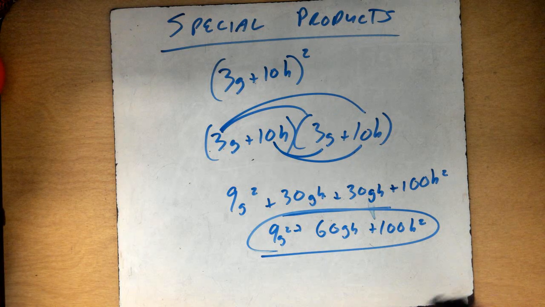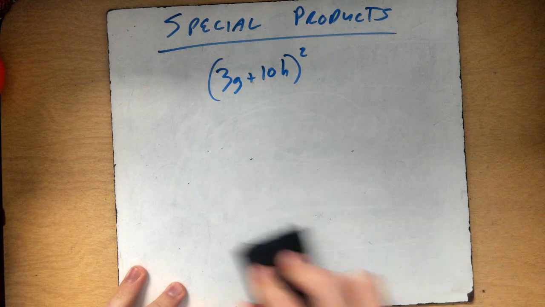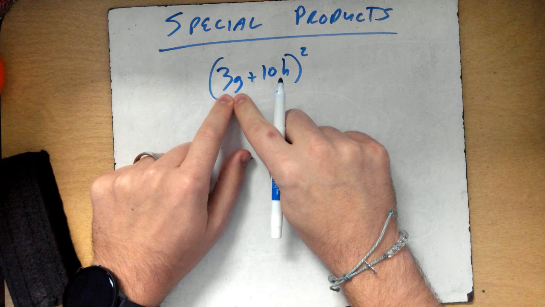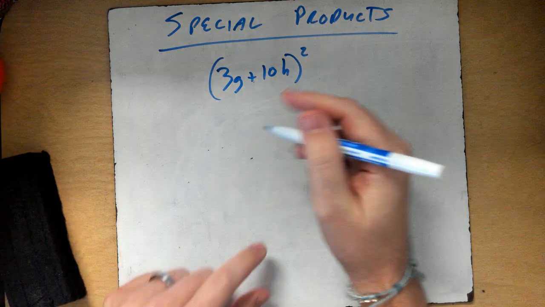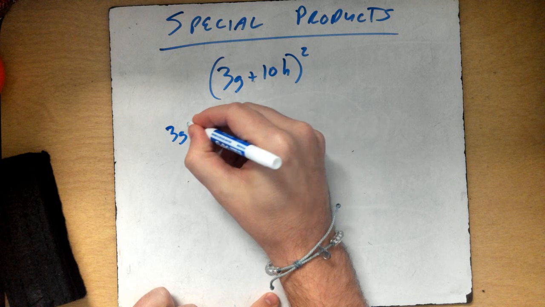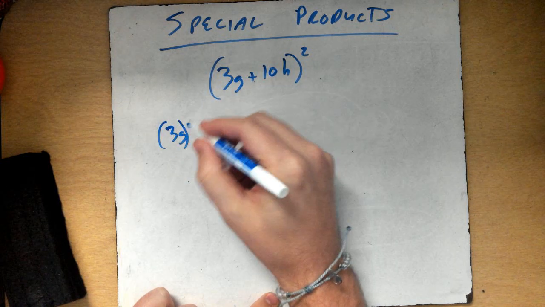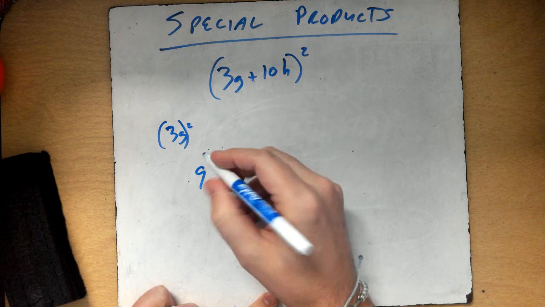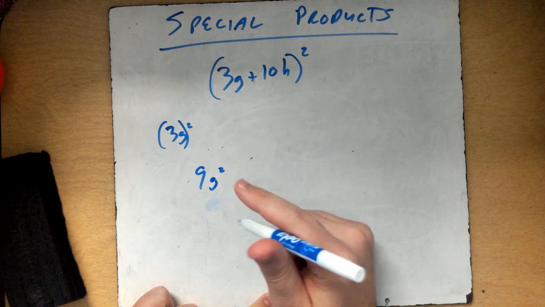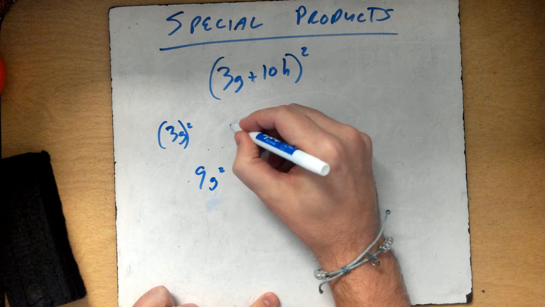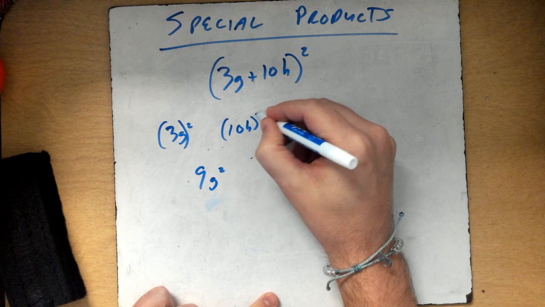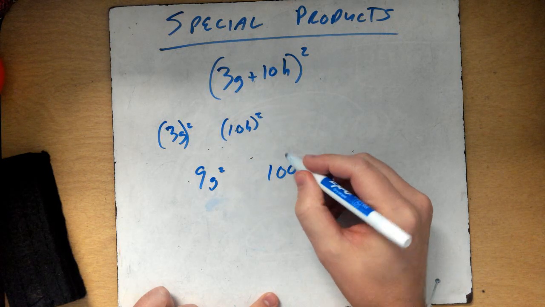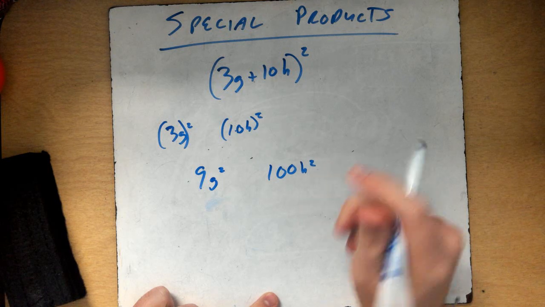If not, here's a shortcut way, okay? Same process as we did last time. So remember, we're going to take our first term, 3g, and we're going to square it, okay? So remember, 3 squared is 9, and then g squared is g squared, okay? We're going to take our last term, 10h, and we're going to square it. So 10 squared is 100. h squared is h squared, right?